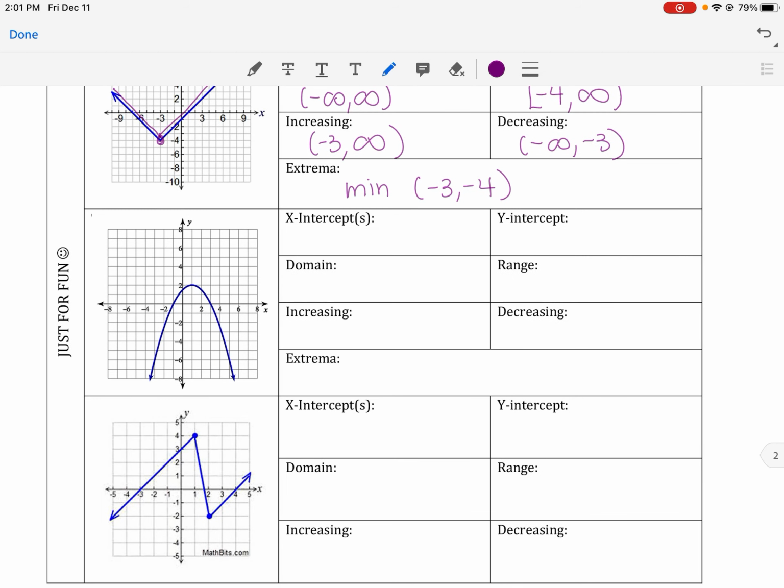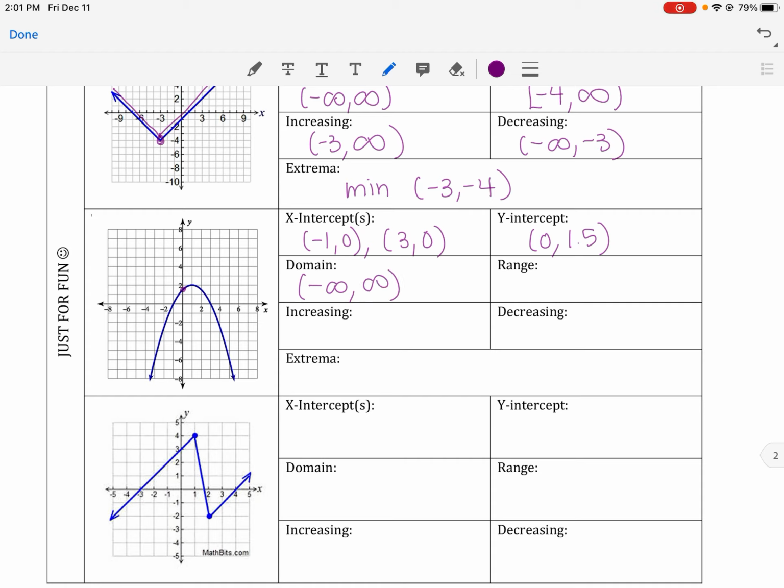Okay, next one, x-intercepts again. We've got an x-intercept at (-1, 0) and at (3, 0). Our y-intercept is not necessarily at a nice point, so we'll just have to estimate it. That's okay. It's at (0, 1.5), we could say. Your domain, we're saying how far left and how far right, so it goes down and to the left, so it'll go all the way left. It goes down to the right, so it'll go all the way right.